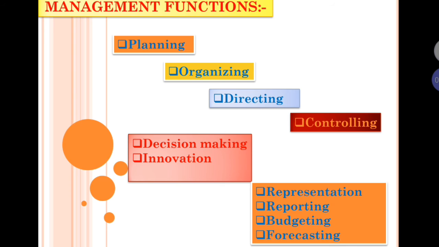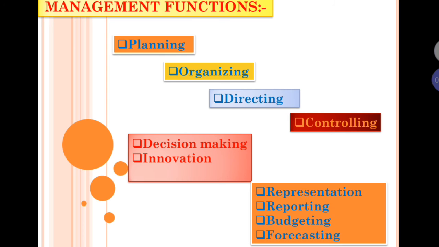Dear friends, decision making is the process of choosing the best from among alternative courses of action. It means evaluation of alternatives and choosing the best solution. Innovation means introduction of new systems, procedures, methods, techniques, products, and services. As a representation, a manager has to represent his organization to outsiders, financial institutions, then government, and others. Well, reporting is the process of giving information to the management, shareholders. It is considered as reporting.